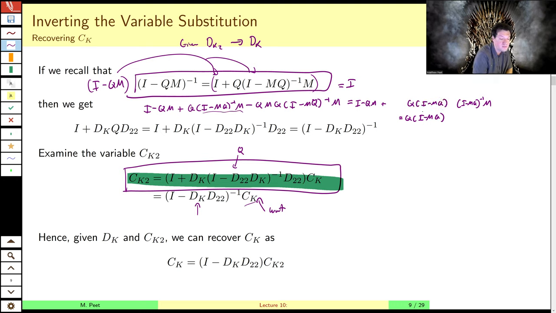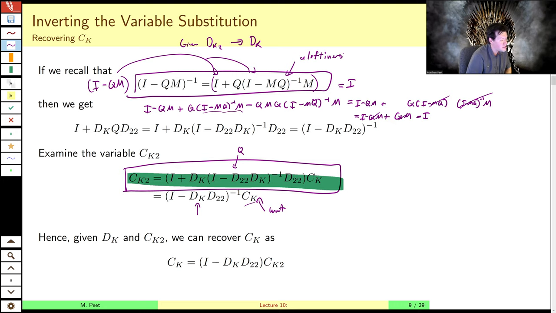And so the I minus MQ times I minus MQ inverse obviously cancel, and so we get I minus QM plus just Q times M. And so that minus cancels the plus, and we just get the identity. So proven, at least on the left. So this shows that this is, in fact, a left inverse. You can repeat the process to show it's the right inverse as well.